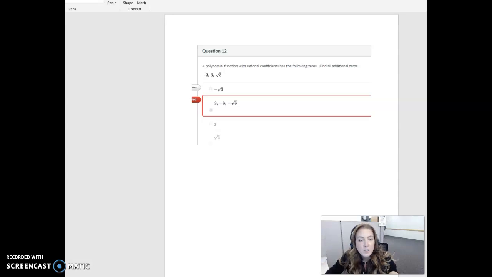So if you look at question number 12, they give you the zeros -2, 3, and √3. So the question said they want to find additional zeros. So you have to have the conjugate of the square root. So you should also have -√3. So you had picked this one, and those are the opposite signs, but you just want the additional one. Okay? So let's go to the next question.